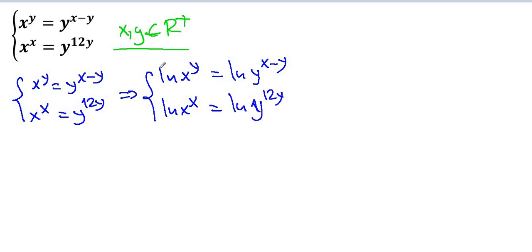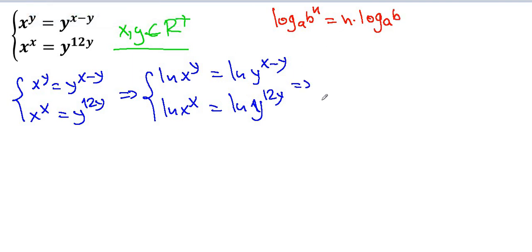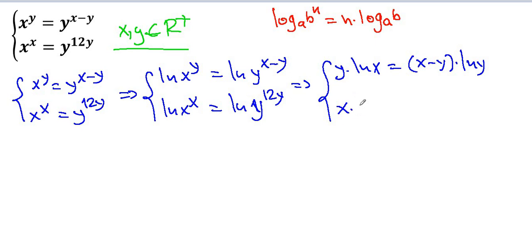To simplify each logarithm, I'm going to use the following formula. As we know, logarithm of a over b to the power of n is always equal to n times logarithm of a over b. Now using this formula we can easily simplify. Then the left hand side of the first equation is y times logarithm of x is equal to the right hand side x minus y times logarithm of y. So the second equation is x times logarithm of x is equal to 12y times logarithm of y.